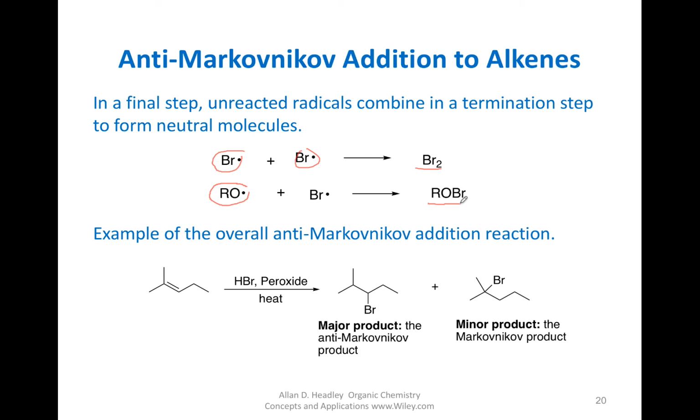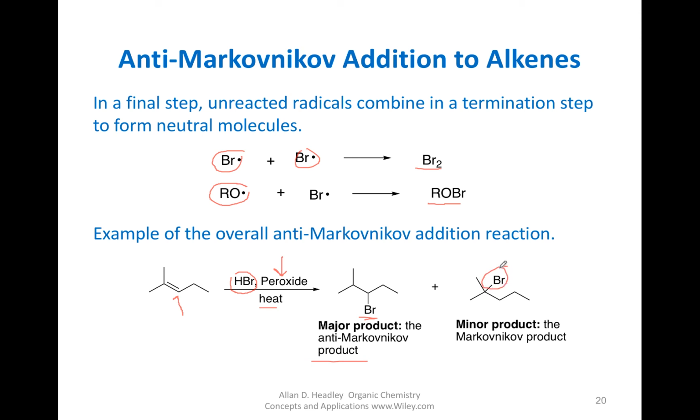So, as a summary, if you have this alkene here, notice this is an alkene reacting with HBr, in this case in the presence of a peroxide and heat. That's what makes the difference between what we've seen before. The Anti-Markovnikov product is the major product where the bromine adds to that carbon to give this as a product, and this is now the minor product.